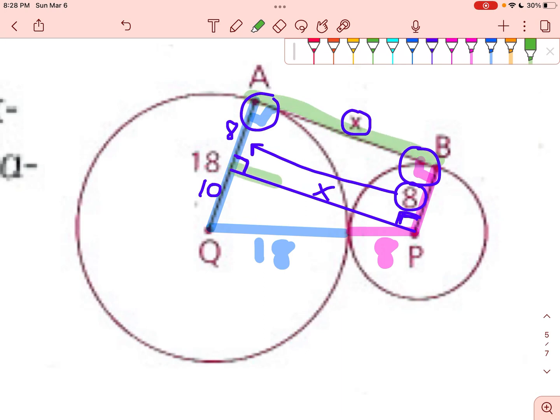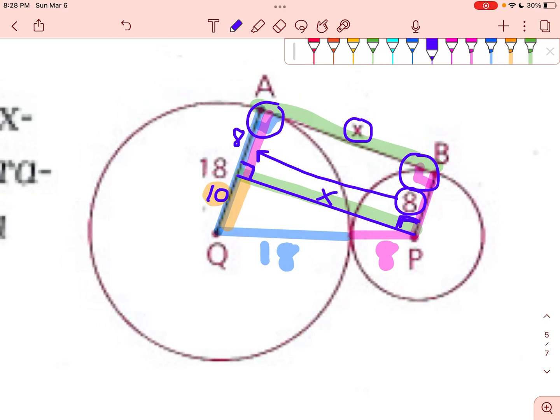So we're going to say the green segment is x, and this pink segment right here was 8. Therefore, this orange segment right here is 10. So I am working with, and I have from Q to P, this entire segment right here is 18 plus 8. So we're going to do that as 26.